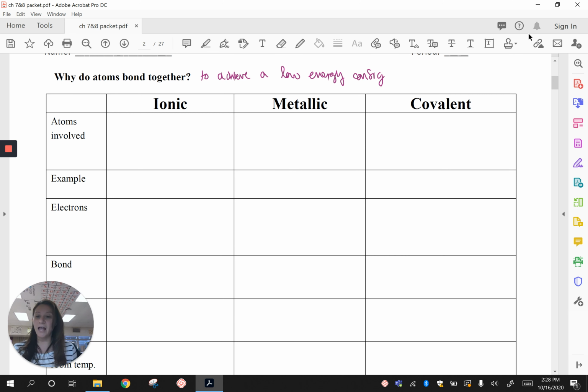So the other atoms try to achieve that low energy configuration, and that's why they react, so that they have an electron configuration similar to those noble gases that are stable. So basically they do that by achieving a noble gas configuration.